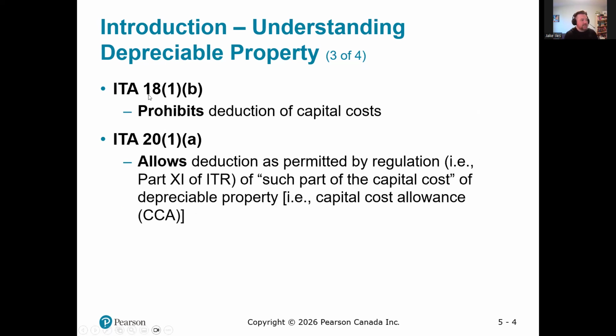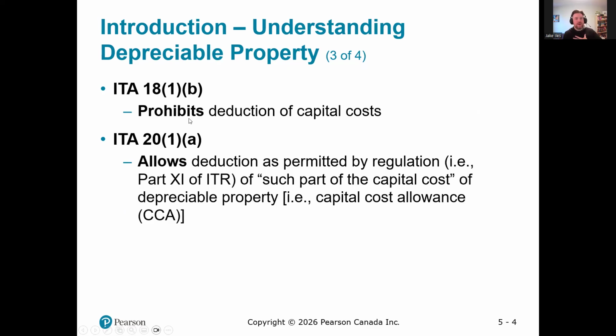The Income Tax Act Section 18 prohibits deduction of capital costs. So it says, hey, I bought a machine for $50,000. You can't expense that right away. Income Tax Act 20 allows deduction as permitted by regulation, such as part of the capital cost.